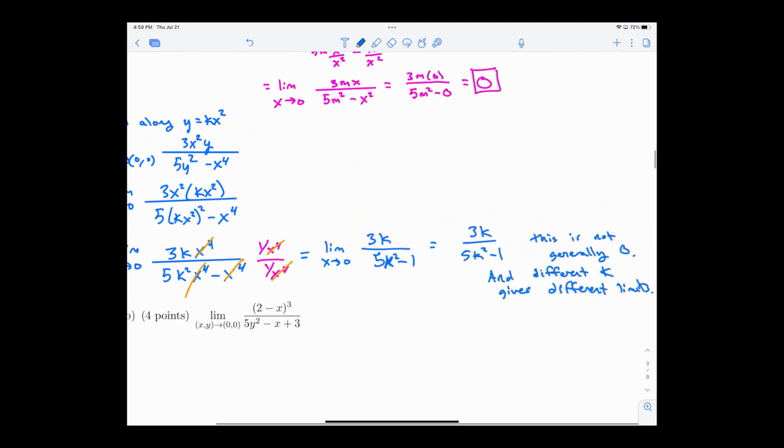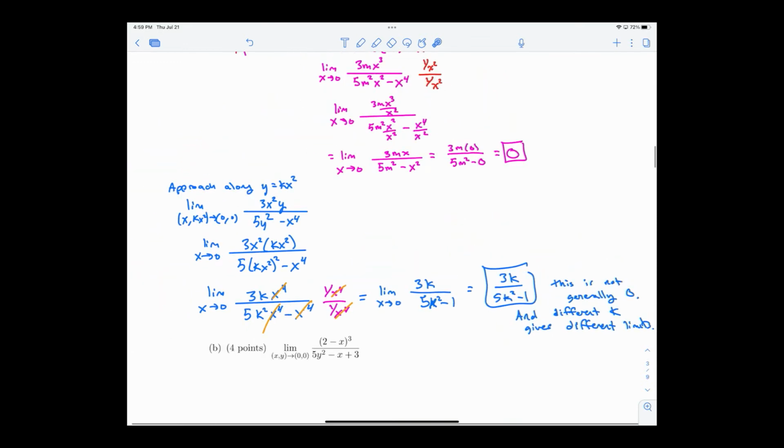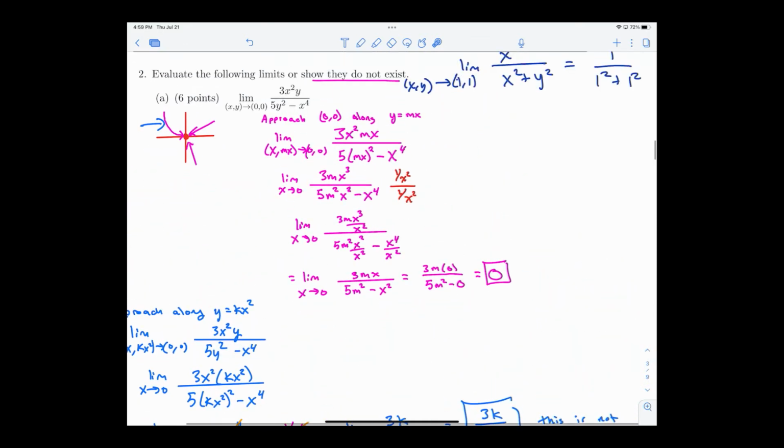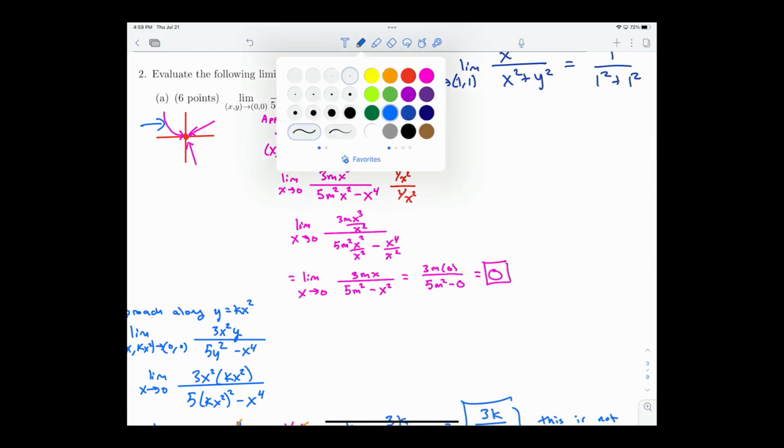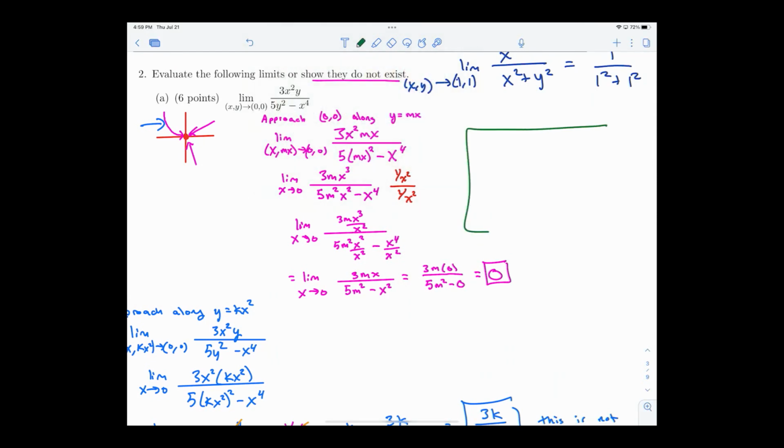So what does that mean? That means that along one path, you get 0 for the limit. Along another path, you get something different. And actually, we could have just done this. Every different k gives you a different limit. So if there's supposed to be one limit, there isn't. Since you get different limits when you approach 0, 0 along different paths, there is no limit. So this limit does not exist.